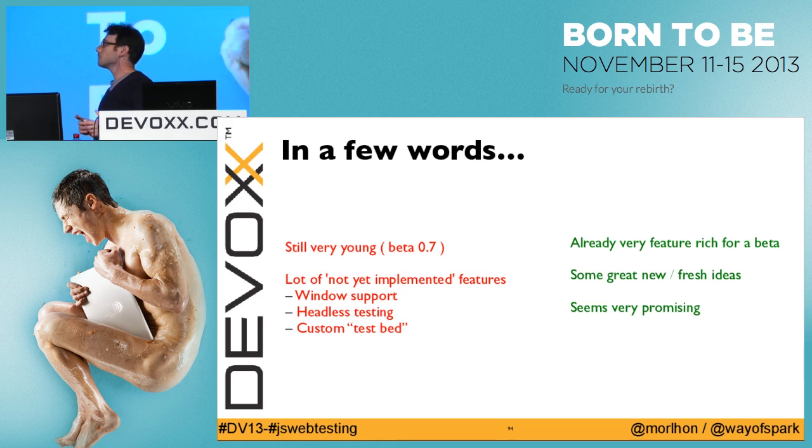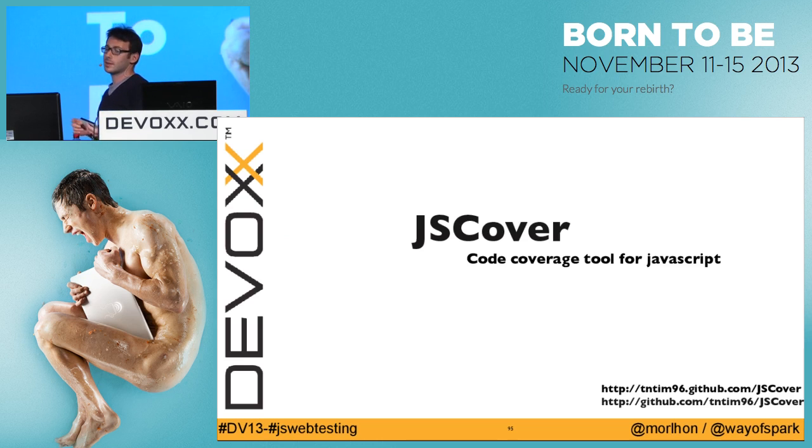So in a few words, it's still very young. It's a beta 07. It was a beta 06 when we did our presentation at DEVOXX France. So it's not moving really fast. But the core developers have a very precise idea of where they want to go. And I think if one day it's released, it will be a worthy challenger for Karma or any other mature test launcher. Now I won't have a demo for Buster.